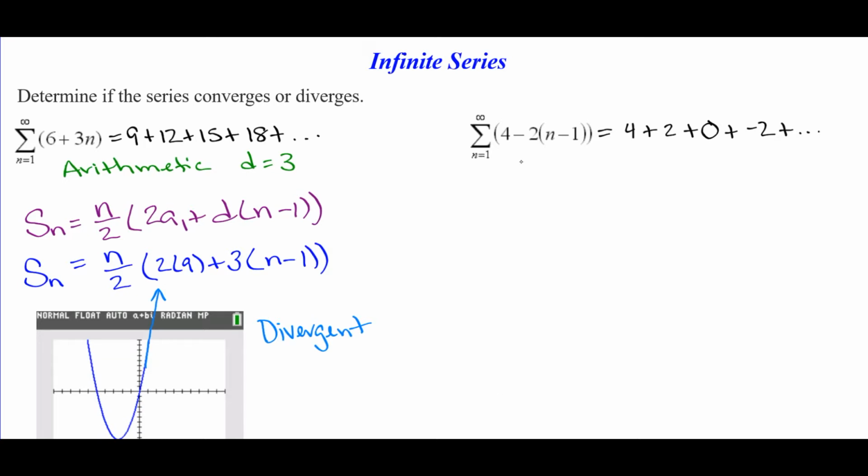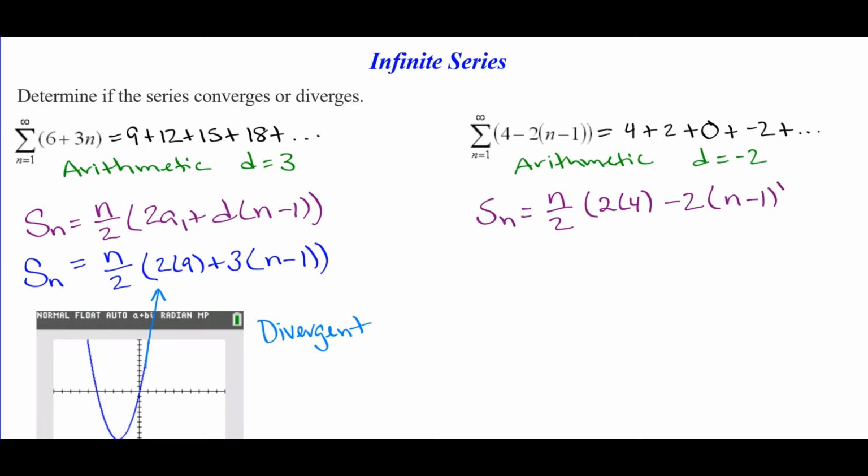So again, what we see here is that this is arithmetic, and my d value is negative 2 because I'm subtracting 2 each time. So again, completing the formula like we did on the last one, we're going to have n over 2, 2 times the first term, so 2 times 4, minus 2, because I'm subtracting 2, my d value is negative 2, times the n minus 1.